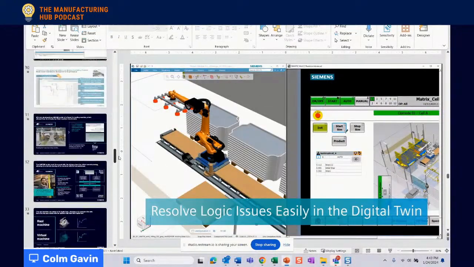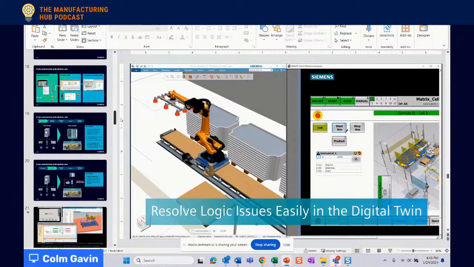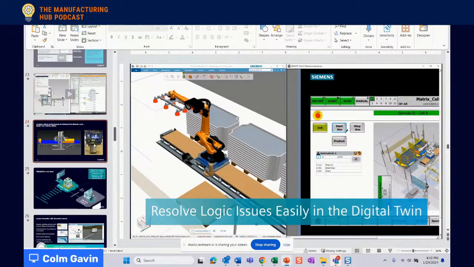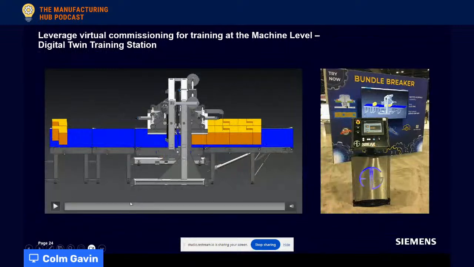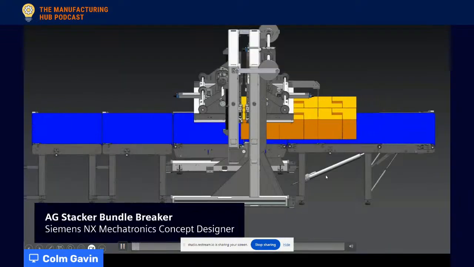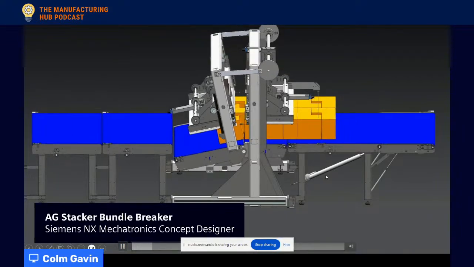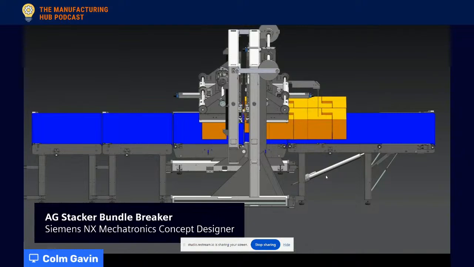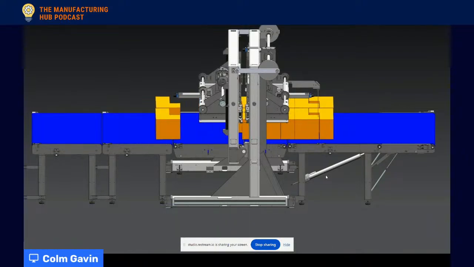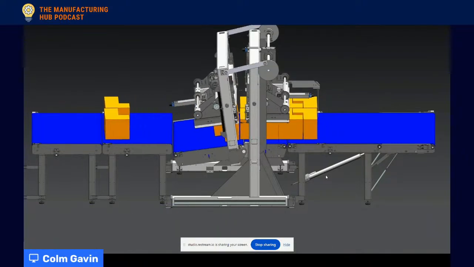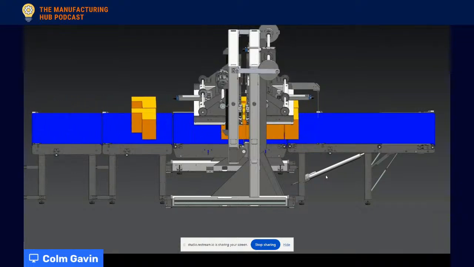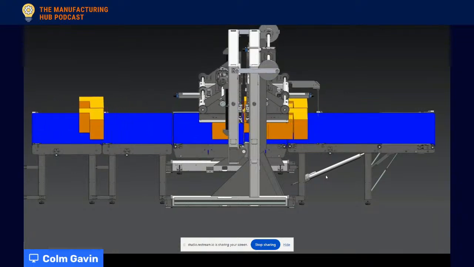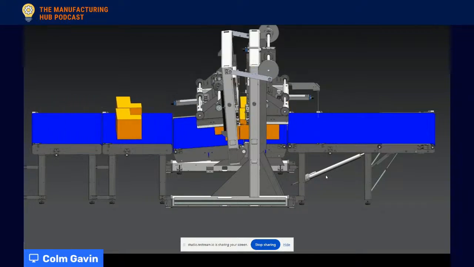Another example that I think is worth sharing, I'm just jumping around here, is one that we did for a customer. This is a more mechanical level simulation, AG Stacker. This is their machine for the bundle breaker, the new machine that they brought to the market. And they were really proving out the product. They needed that visualization of how their product, as it goes through the machine, would behave.